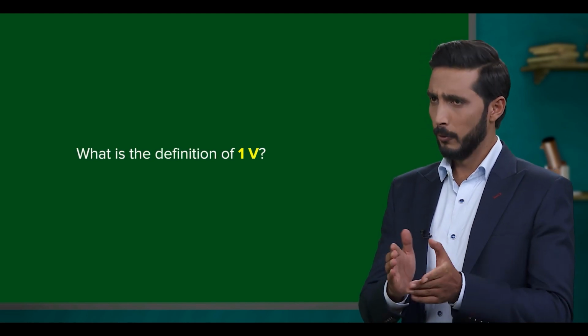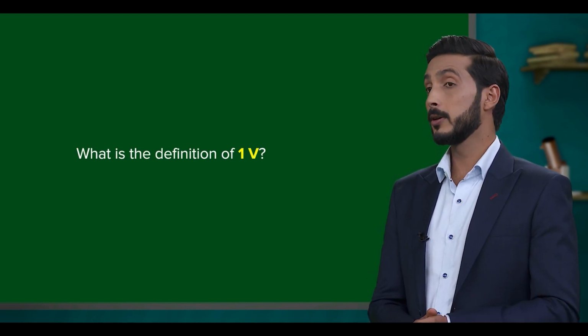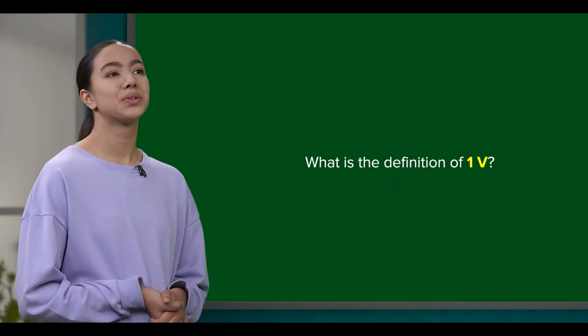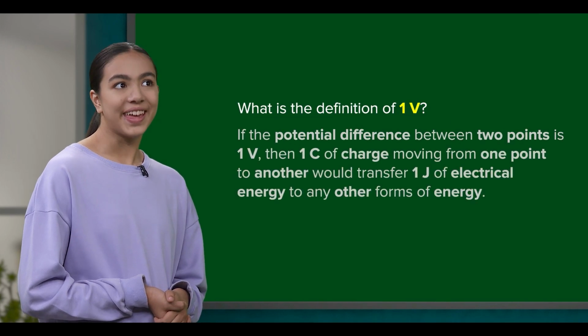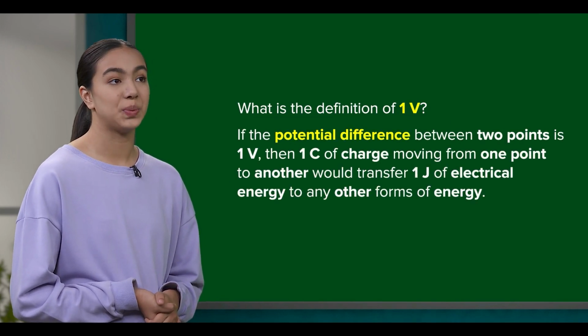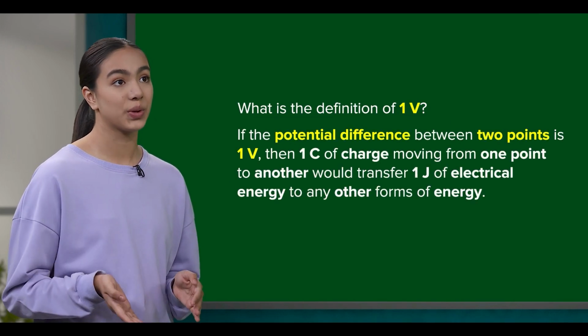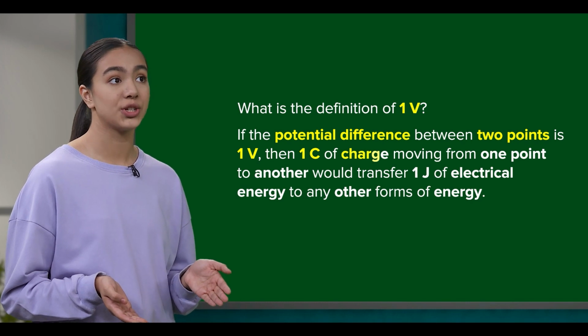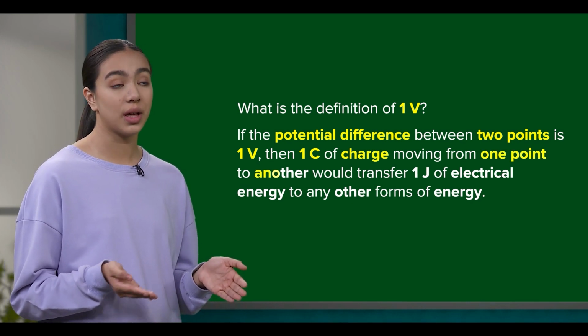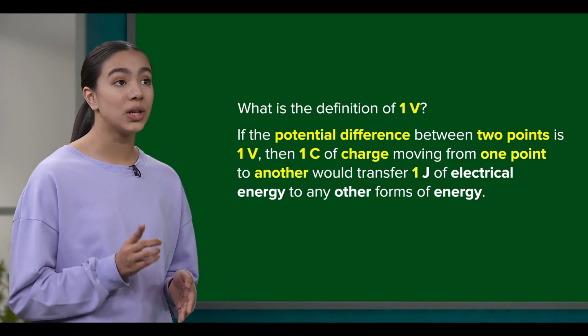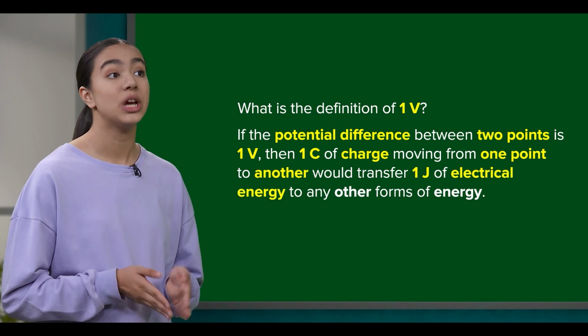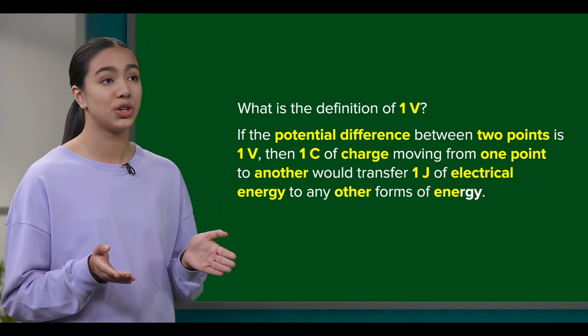So, Anushka, let me give you a challenge. Based on the definition, can you define 1 volt, where the volt is the unit of potential difference? Sure. If the potential difference between 2 points is 1 volt, then 1 coulomb of charge moving from one point to another would transfer 1 joule of electrical energy to any other forms of energy, right?